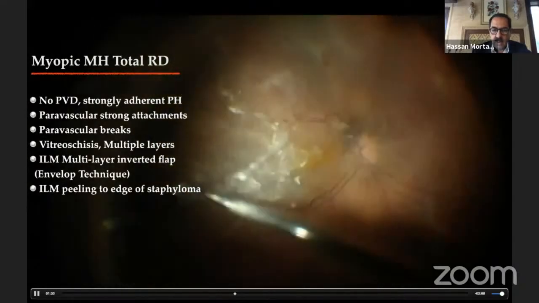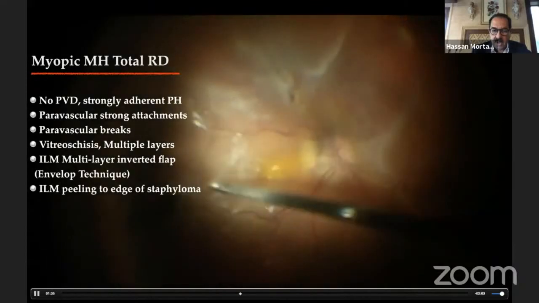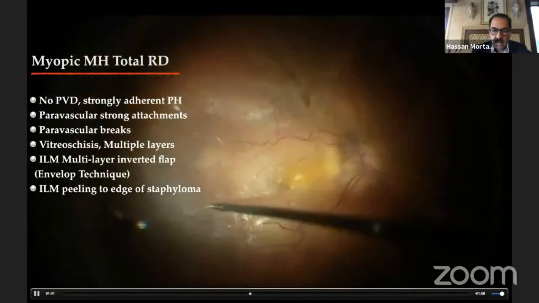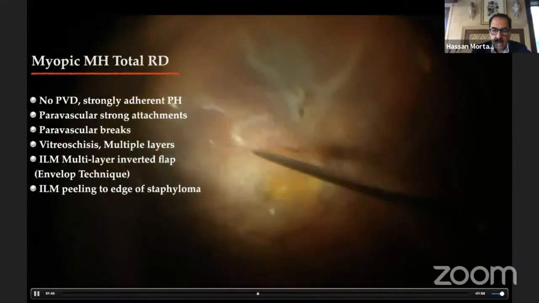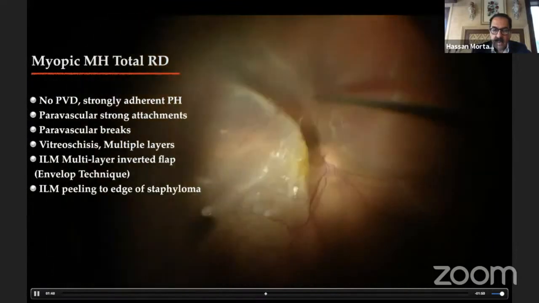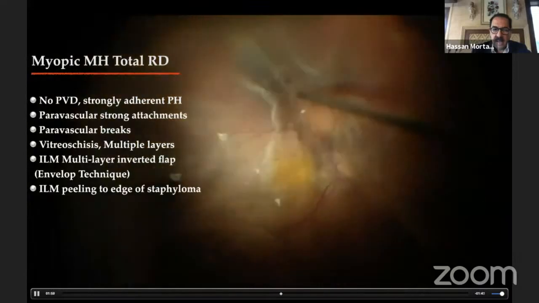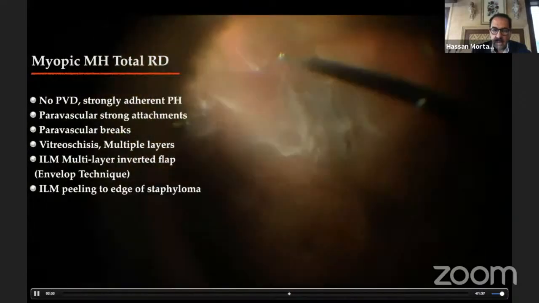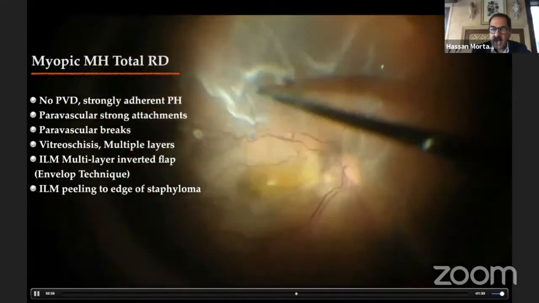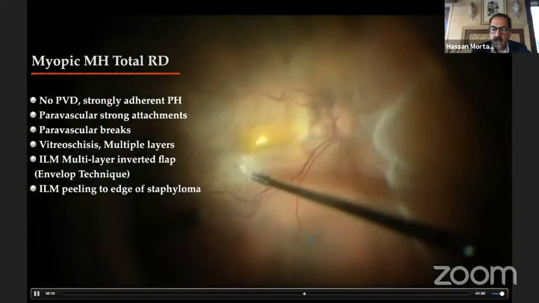And you have to remove the posterior hyaloid completely, moving from the center to the periphery until it is removed.